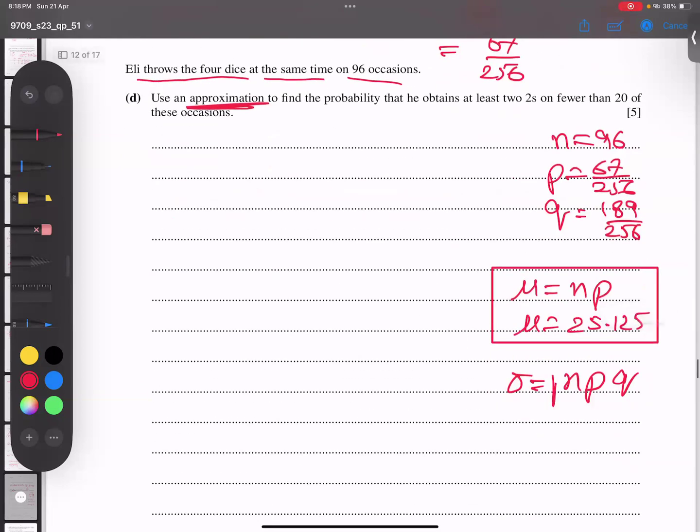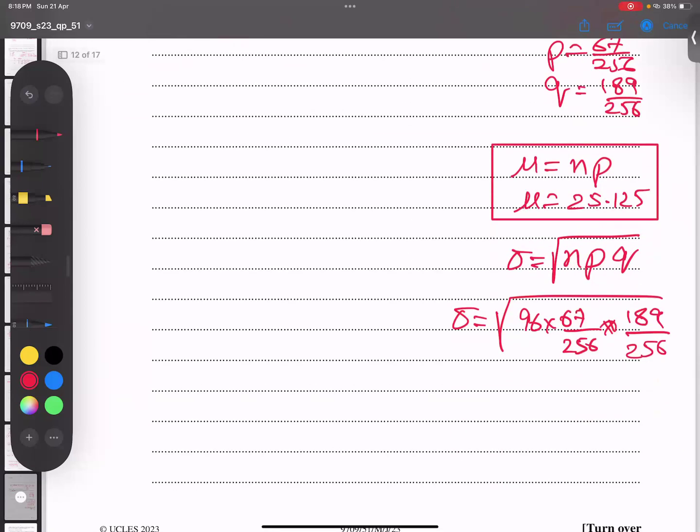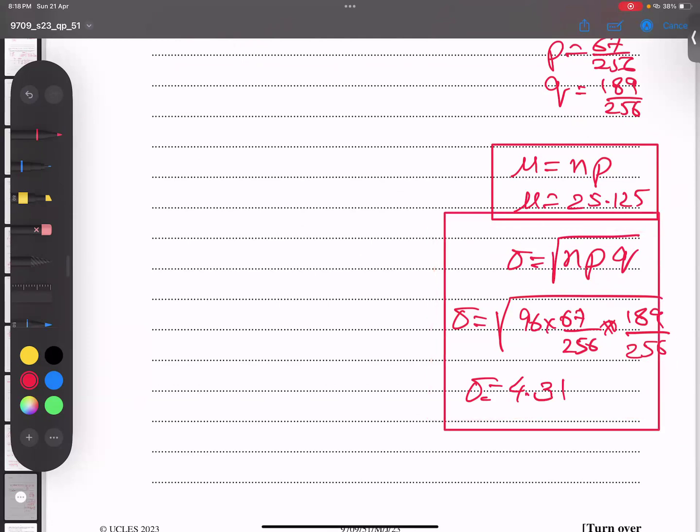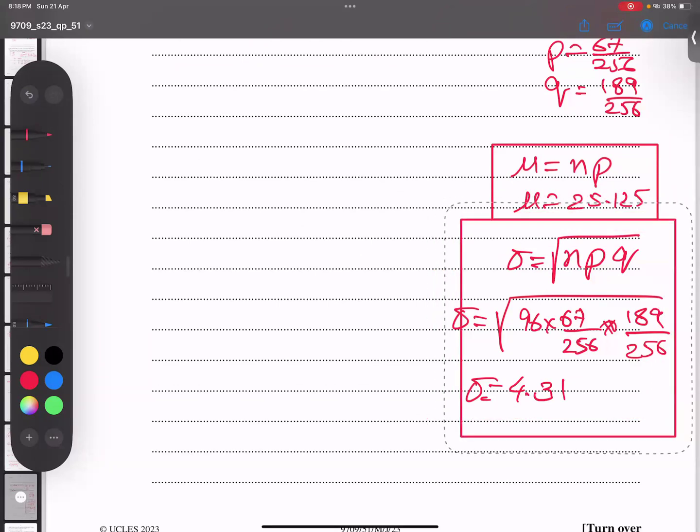Now the deviation, with the root. So n is 96, p is 67 over 256, and q is 189 over 256. If I type it in, wait a minute, students, taking the root, sigma comes to 4.31. So the standard deviation is 4.31. Okay, so this is done. Alhamdulillah rabbil alameen.